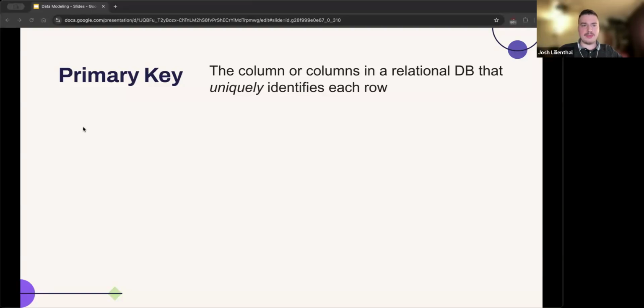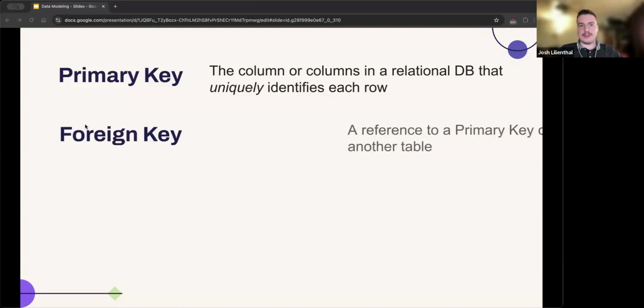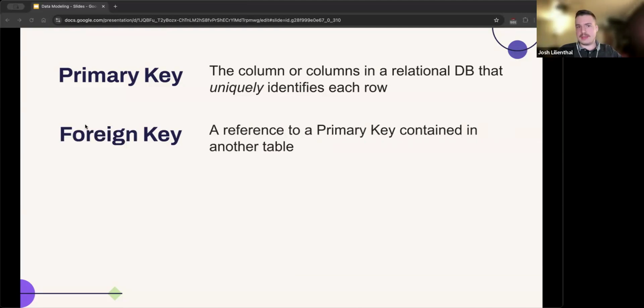Primary keys are the most important column or columns in a data table. They're going to act as unique identifiers of the content in each row of that table. Foreign keys are simply primary keys that are used in another table to act as a reference back to the original table. Let me show you what that looks like.